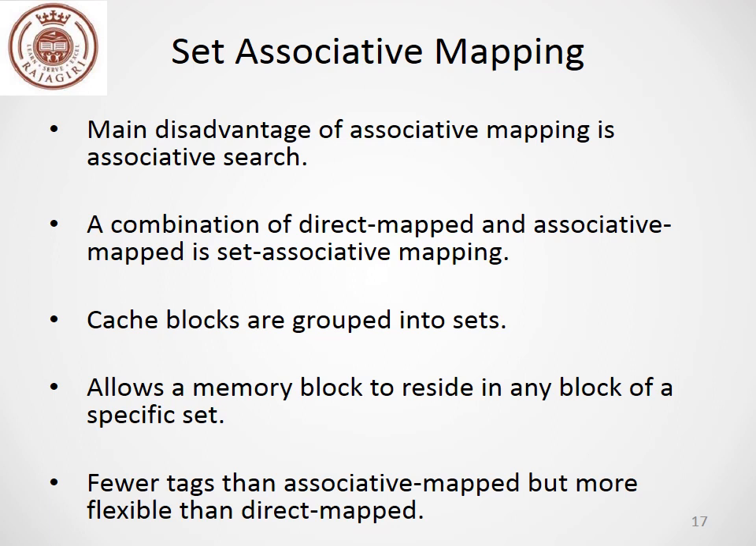Now what is the advantage of this method? It uses fewer tags compared to associative mapping, but it is found to be more flexible than direct mapping, because we are not restricting the main memory blocks to one particular block. Instead, we are only restricting them to a particular set. Inside that set itself, they can go in. Suppose a particular block is filled, it can go into another block which is free. This is what is known as set associative mapping.